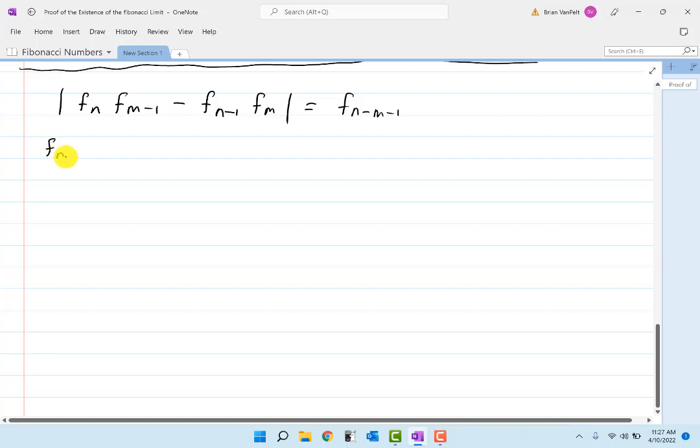We're going to start with f sub n f sub m minus 1 minus f sub n minus 1 f sub m. Now what I'm going to do is called step outer. So let me show you what I'm going to do. The f sub n I am going to expand as such.